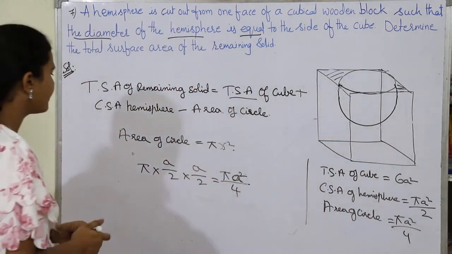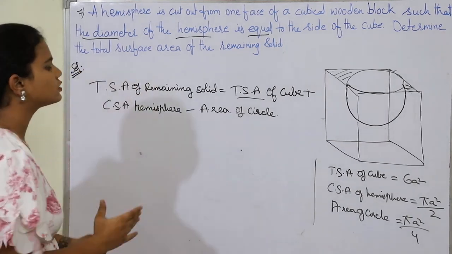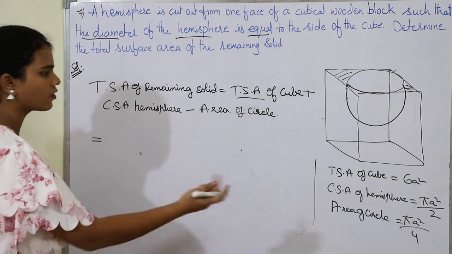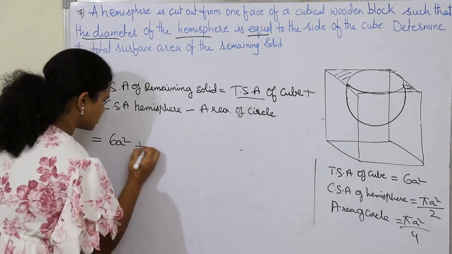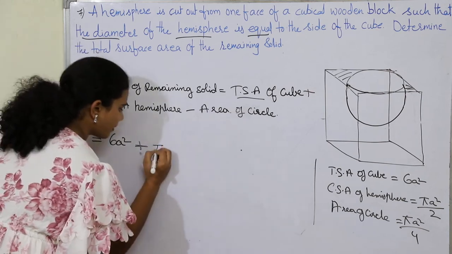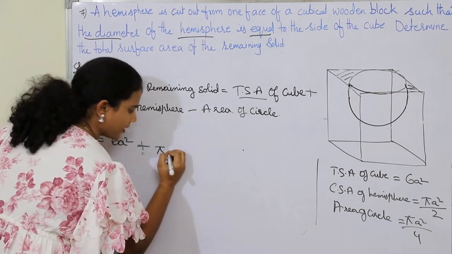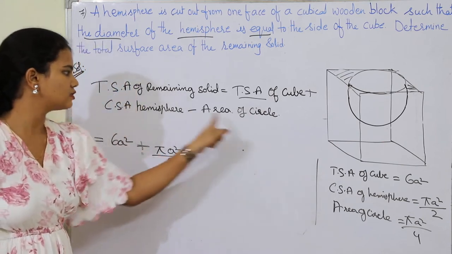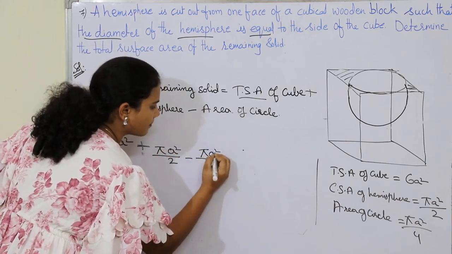Now just substitute these values. So by adding, you have total surface area of cube. So this becomes total surface area of cube equals 6a square. So 6a square plus curved surface area of hemisphere, pi a square by 2, minus you have area of circle. So minus area of circle. So area of circle is pi a square by 4.